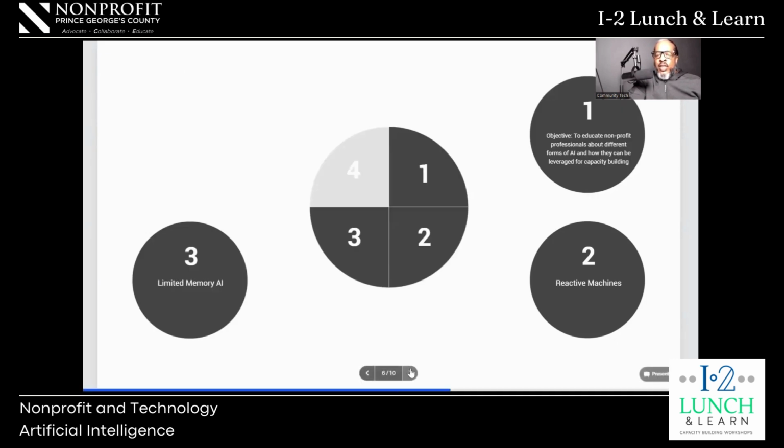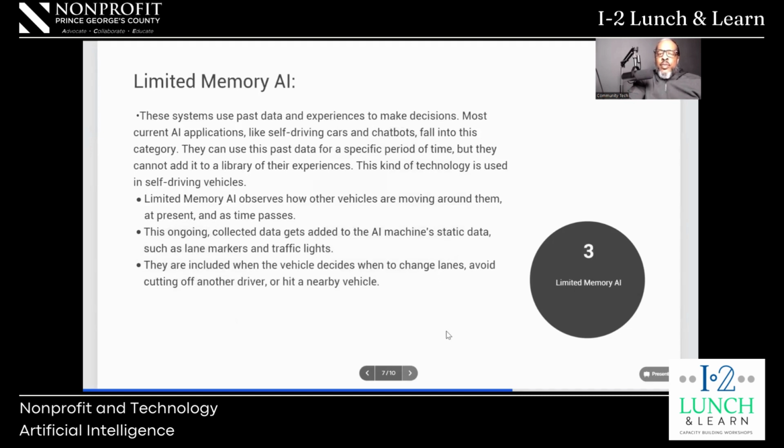Limited memory. So when we're talking about limited memory, these do have a short amount of memory. I shouldn't say short, but they do have a memory bank that they can pull from. And so when you're talking about limited memory, being able to pull from past data and understand how to make a better decision about what you did before is what limited memory kind of encapsulates. So as we have here, automated vehicles and vehicle assistance, those types of things are how limited memory AI is being used.